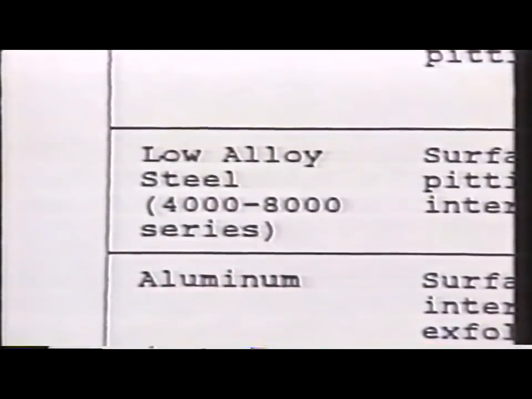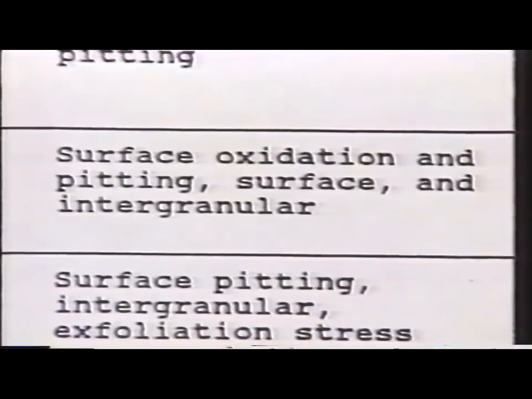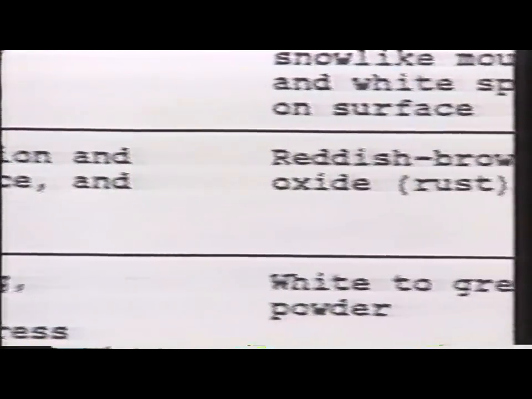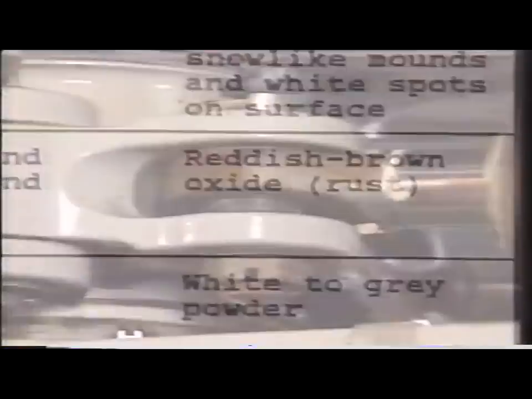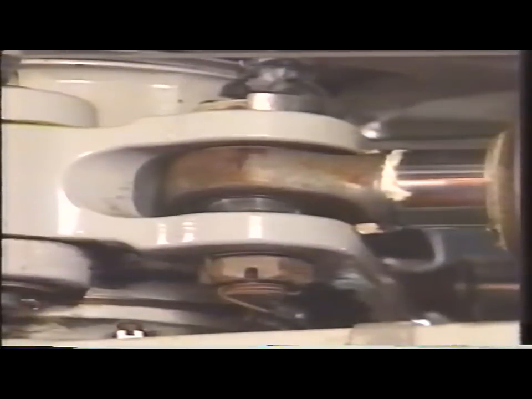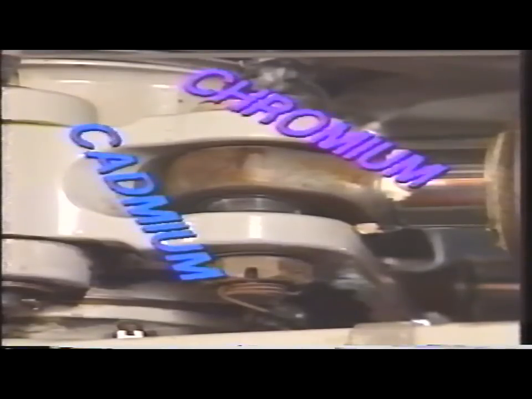Low alloy steels are vulnerable to surface oxidation, pitting, and intergranular corrosion. The reddish-brown product which is formed is rust, something which is easy to recognize. When corrosion attacks stainless steel, the surface darkens and becomes rough. Corrosive environments and industrial pollutants will cause corrosion on stainless. Several metals are used to plate steels used in aircraft construction.